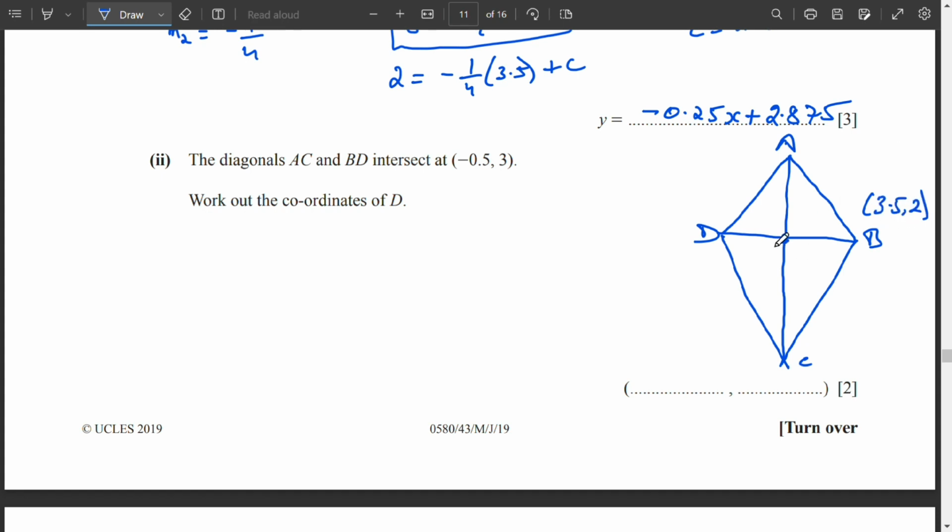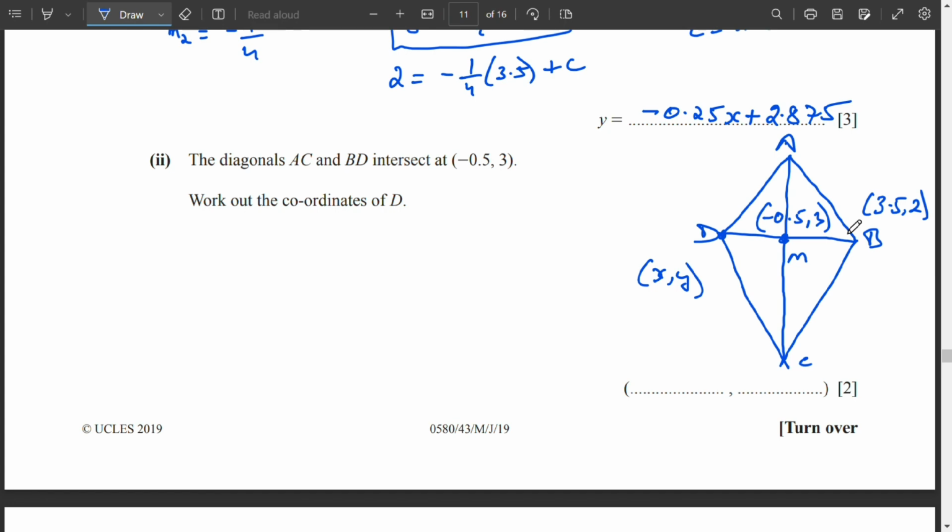We know that they are intersecting. The diagonals AC and BD intersect at -0.5, 3, and we have to calculate the coordinates of D. Take the coordinates of D as x, y. Now, we should know that in a kite, this bigger diagonal AC is bisecting this diagonal. In a kite, the bigger diagonal is the line of symmetry. Take this point as M. If AC is the perpendicular bisector, that means DM equals MB, so M is the midpoint of DB.